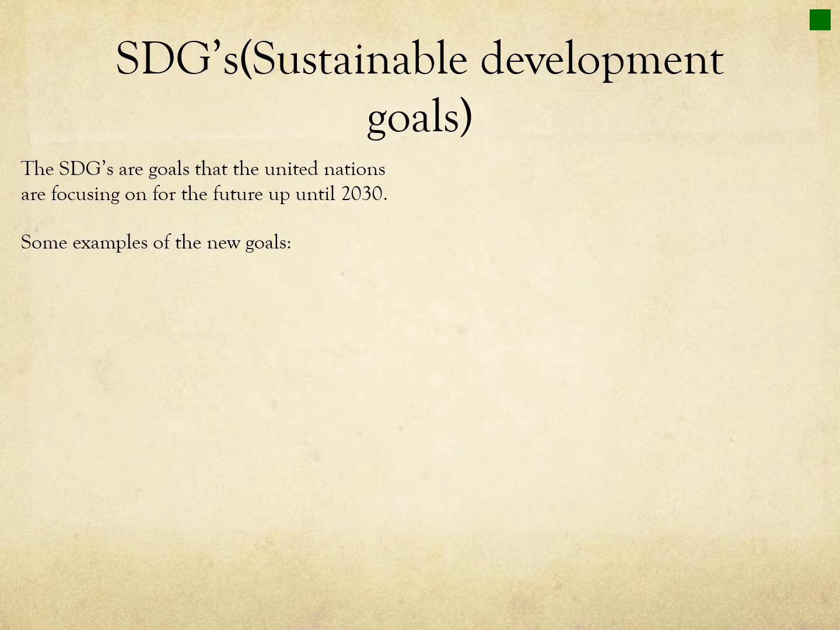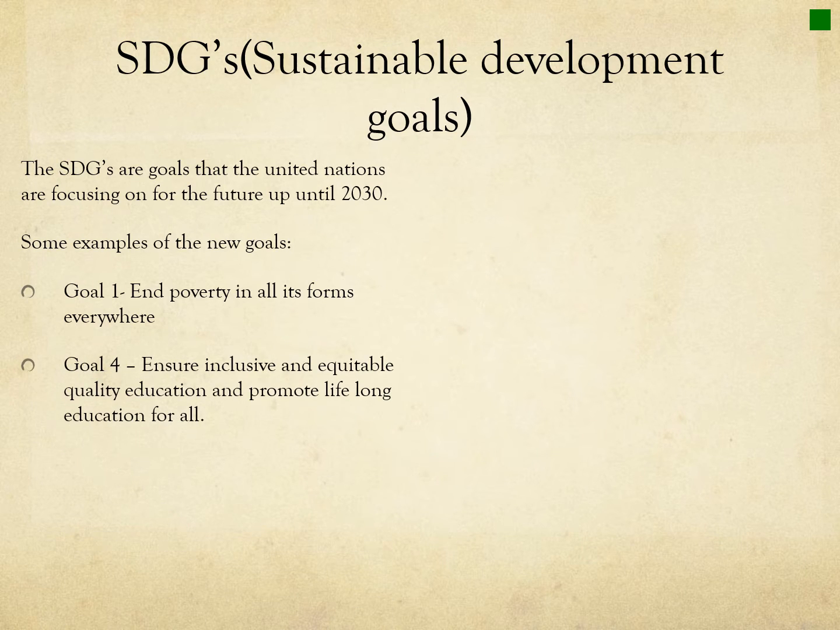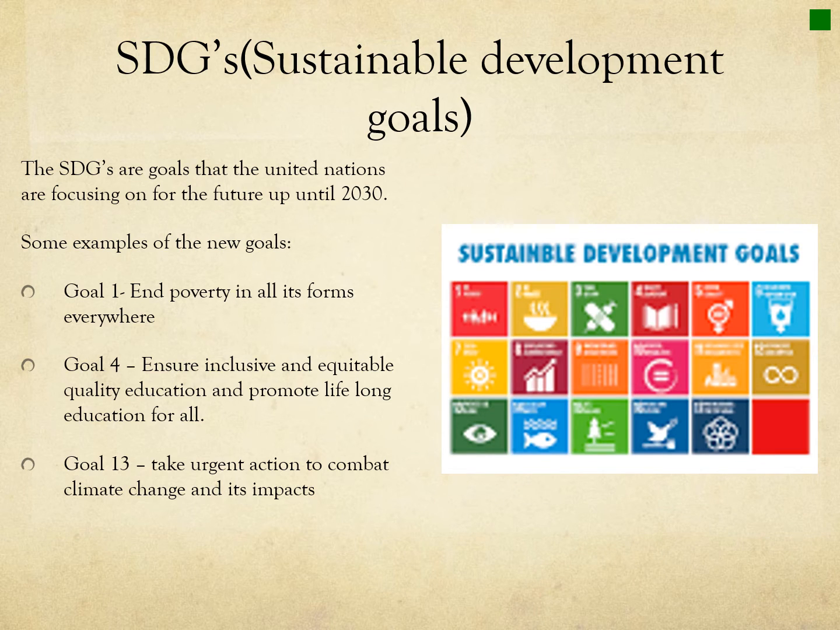These are some examples of the new goals. Goal 1 is to end all poverty in all its forms everywhere. Goal 4 is to ensure inclusive and equitable quality education and promote lifelong education for all. And Goal 13 is to take urgent action to combat climate change and its impacts. These goals are now known as 17 Goals to transform our world.